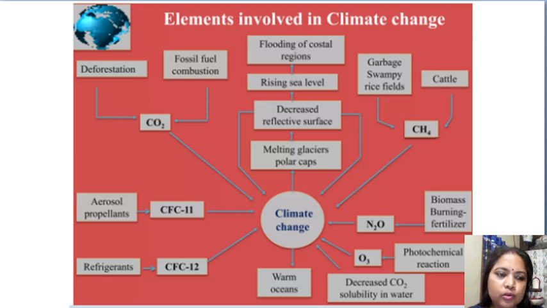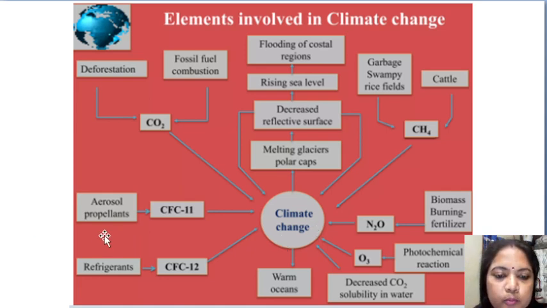Then look at this picture. Here these are the different causes for which the climate is changing drastically nowadays, or very quickly. So here you see the causes are ozone, N2O, that is coming from biomass burning and fertilizers. Then from photochemical reaction, ozone is coming, and decreased carbon dioxide solubility in water. Then warm oceans, or CFC refrigerant, from which CFC-12 is released. That also helps in changing the climate.